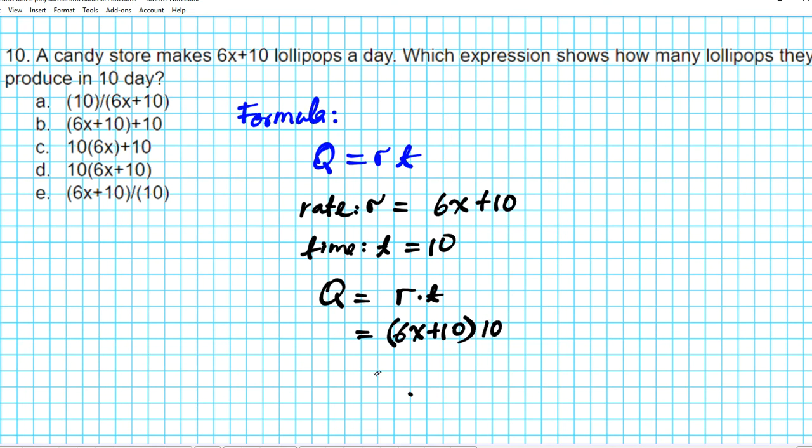Using the commutative property of multiplication, we can rewrite the product as 10 times 6x plus 10. And our answer is option letter D.